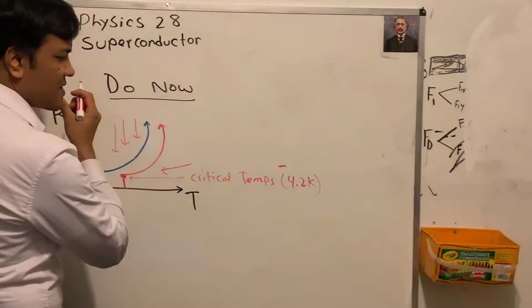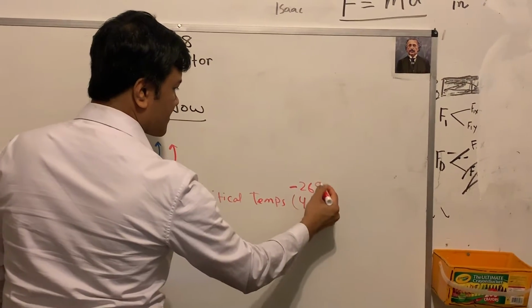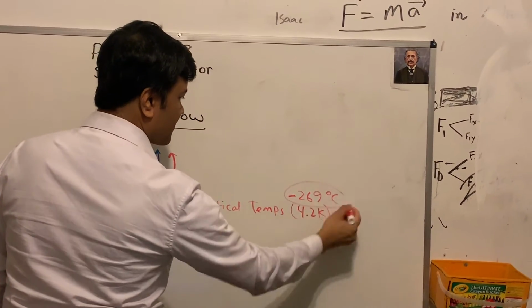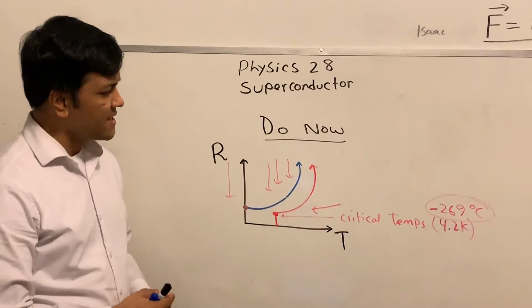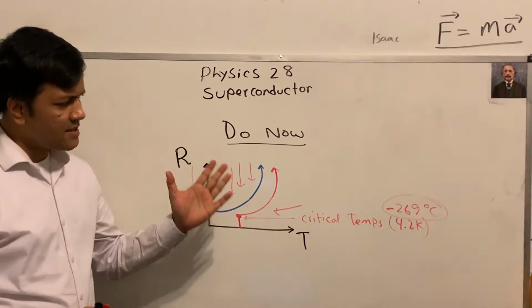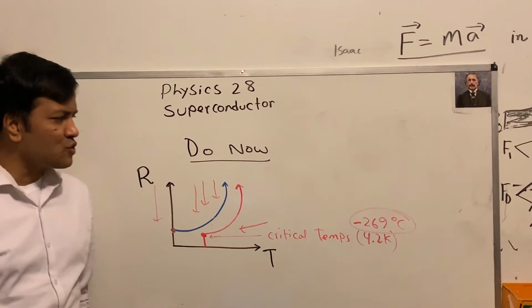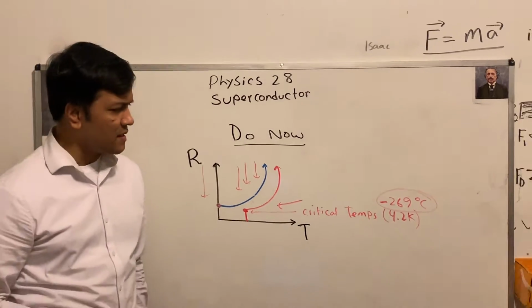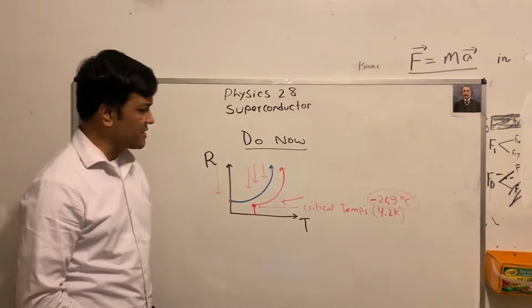Negative 270? Negative 269? We'll check for mercury. It's actually 4.2 Kelvin. I'm pretty sure it is negative 269 Celsius. But of course, my memory may not be functioning well. We can always Google it and check it.